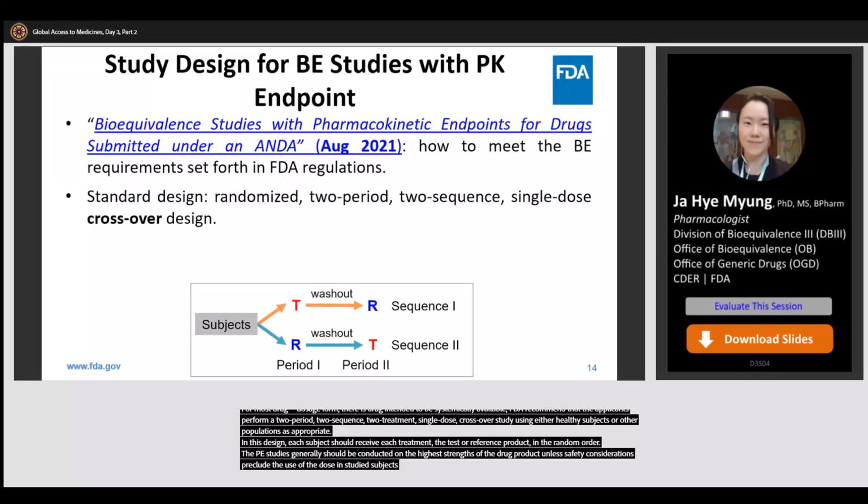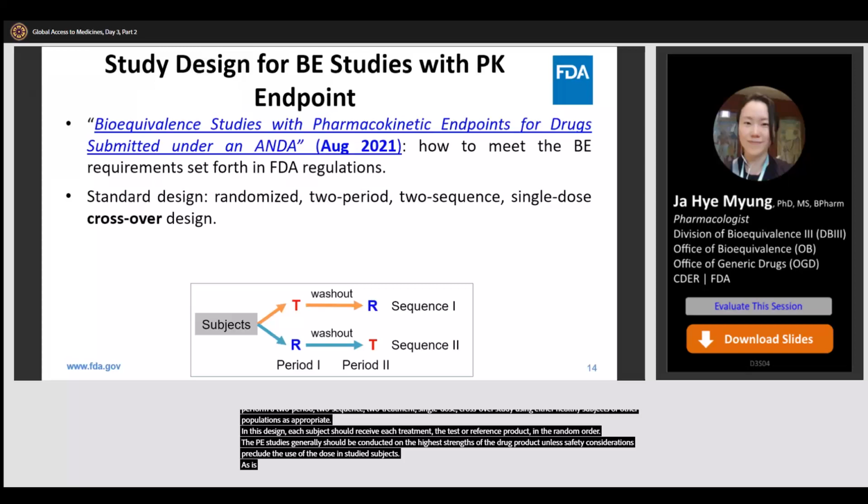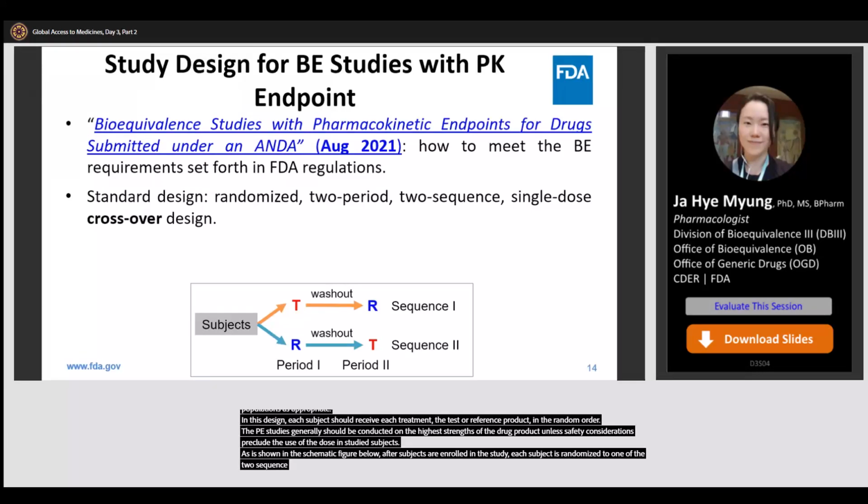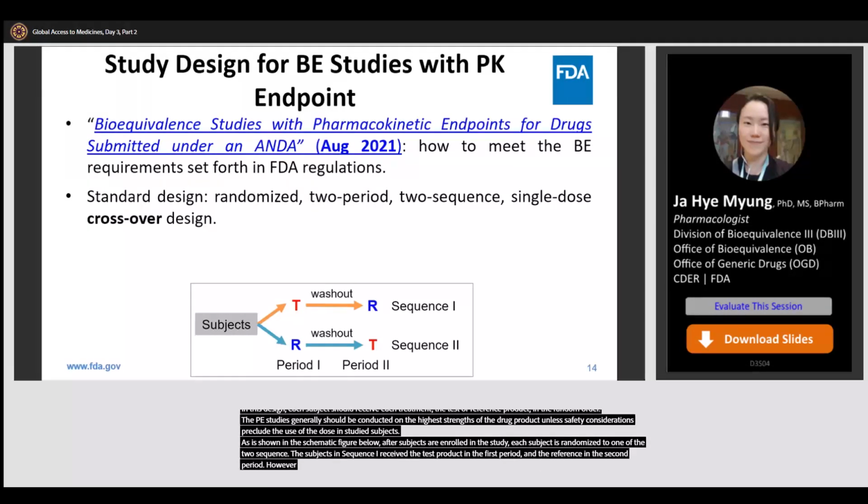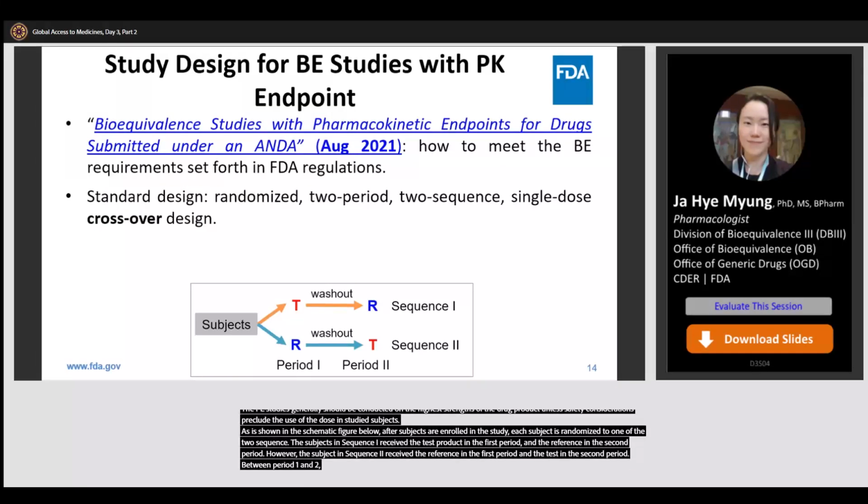As shown in the schematic figure below, after subjects are enrolled in the study, each subject is randomized to one of the 2 sequences. The subjects in sequence 1 receive the test product in the first period and the reference in the second period. However, the subjects in sequence 2 receive the reference in the first period and the test in the second period. Between period 1 and 2, a washout period is recommended in this crossover study.